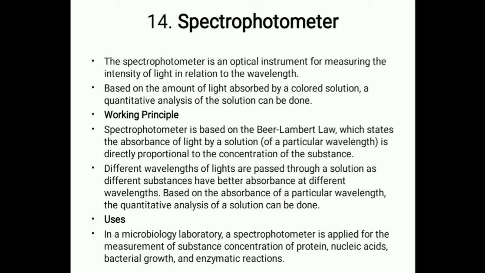Talking about the working principle, spectrophotometer is based on Beer-Lambert law, which states that the absorbance of light of a solution of a particular wavelength is directly proportional to the concentration of the substance and the path length. Different wavelengths of light are passed through a solution as different substances have better absorbance at different wavelengths. Based on the absorbance of the particular wavelength, the quantitative analysis of the solution can be done.